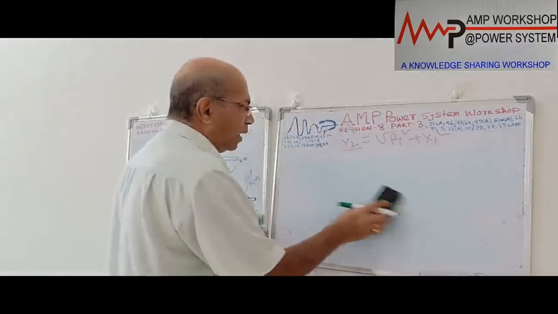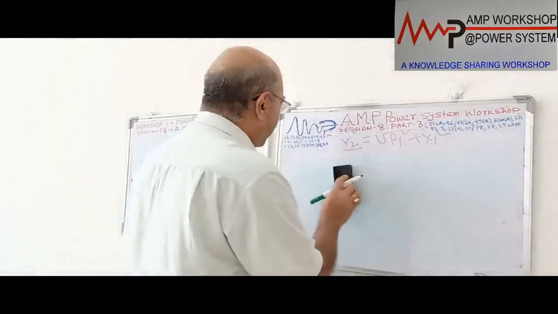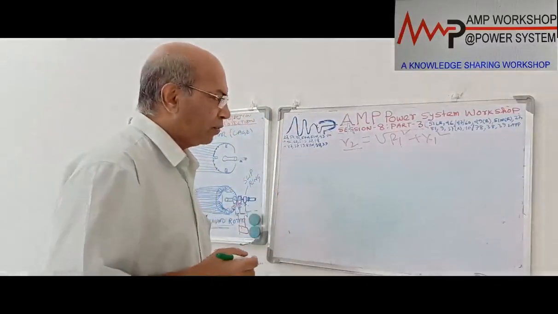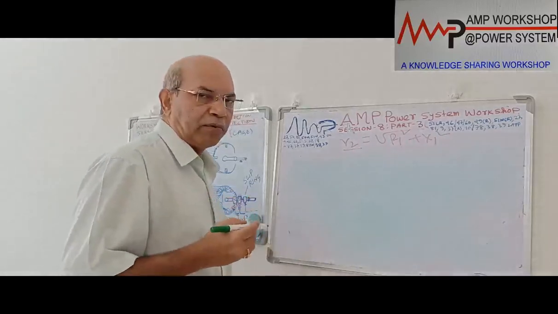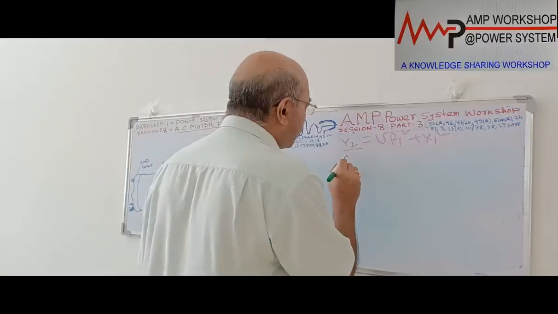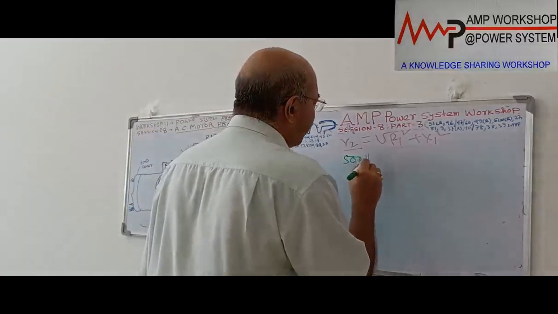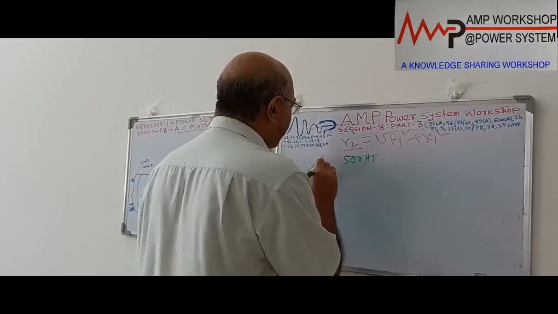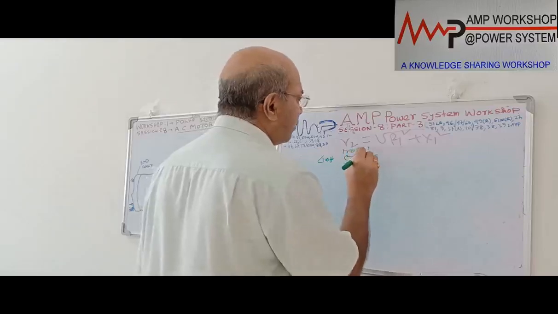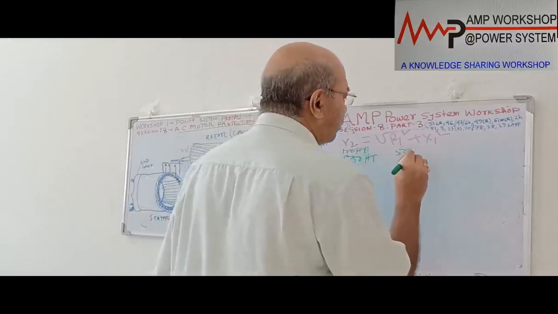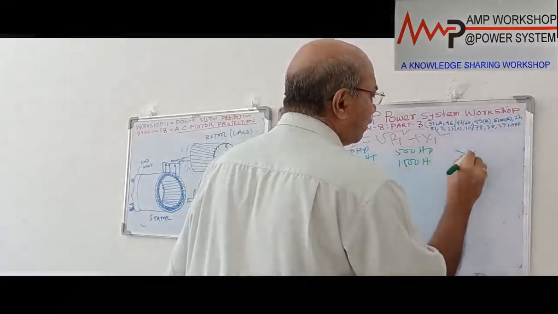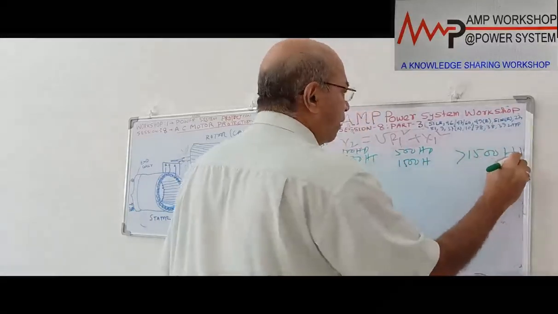Now let us wind up these various protections which we have discussed, and see how we apply them for various ratings of motors. If we see the various ratings, we can divide the motors into categories up to 500 HP. Suppose below 100 HP is one category, then 100 HP to 500 HP one category, then 500 HP to 1500 HP, and the other is more than 1500 HP. This type of category you can make.